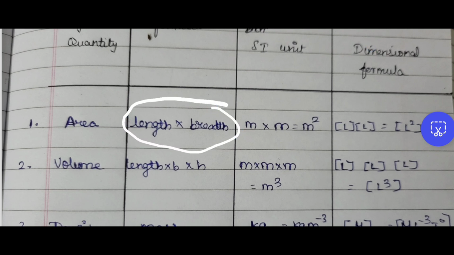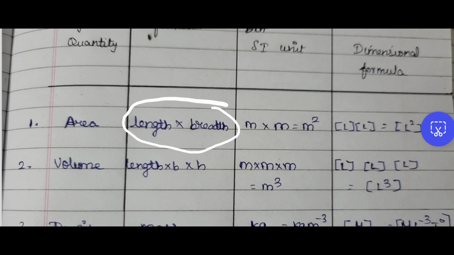So the first thing we have to do, for any formula for any physical quantity, is write down the formula in terms of physical quantities. Like here, for area it is length into breadth. The second step, to find the SI unit, is to substitute the SI unit of those terms in the formula.